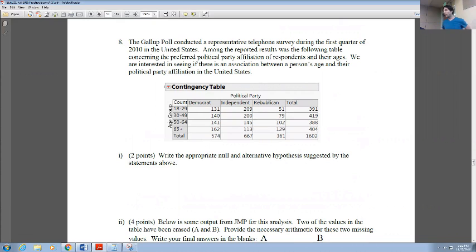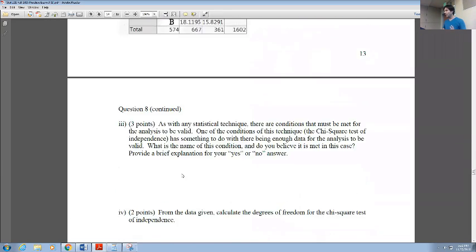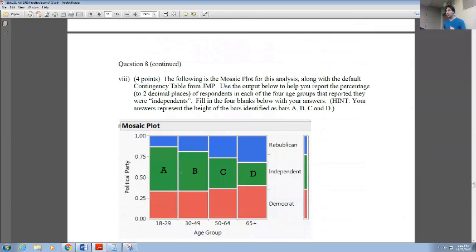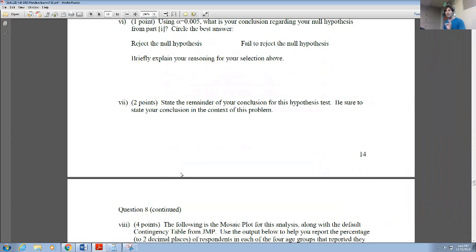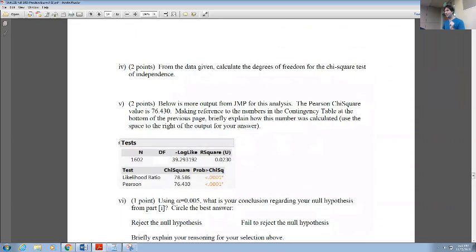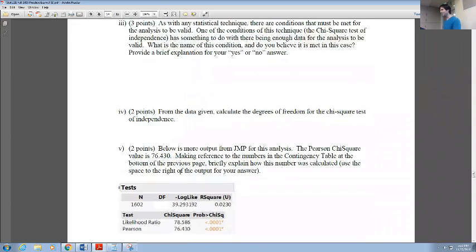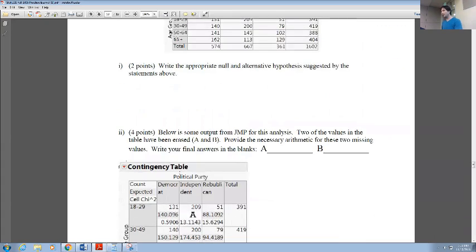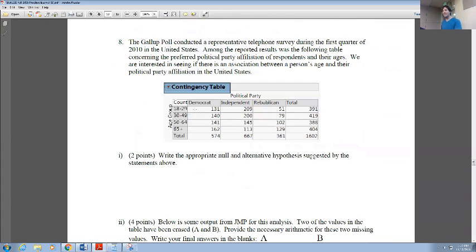Automatically, anytime you see a contingency table or a mosaic plot, and there's another contingency table, and here's a mosaic plot, you should know we are doing the what? If we see a contingency table and a mosaic plot, it's most likely that we are doing the chi-squared test of independence. We are doing the chi-squared test of independence. And the only way you get a contingency table is when you have categorical data.